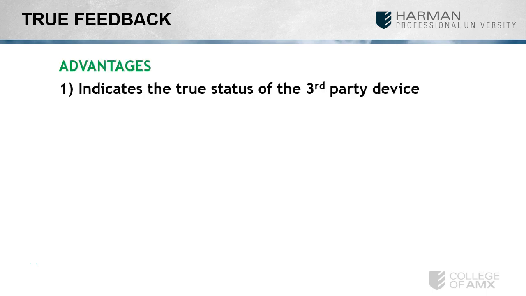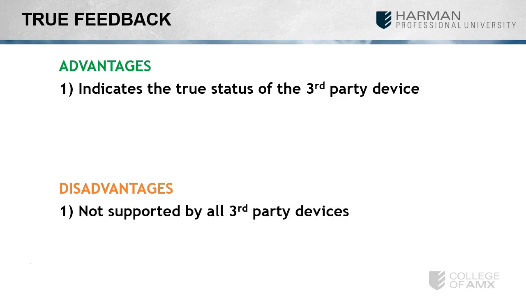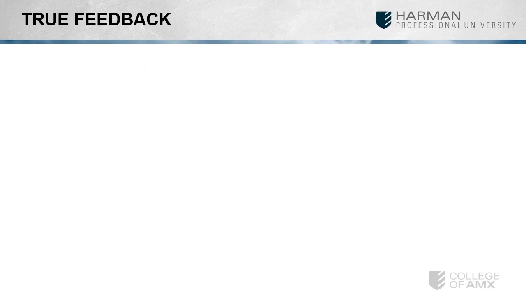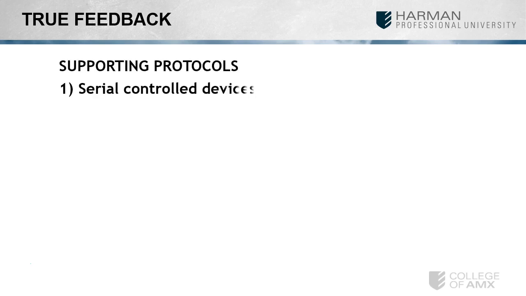Lastly, we have true feedback. It's called true feedback because it indicates to the user the true status of the third-party device. The only disadvantage of true feedback is that it might not be an option for all devices. The third-party device must have some mechanism of communicating its status back to the Netlink's master or controller. Therefore, these devices typically use either serial or IP communication protocols.